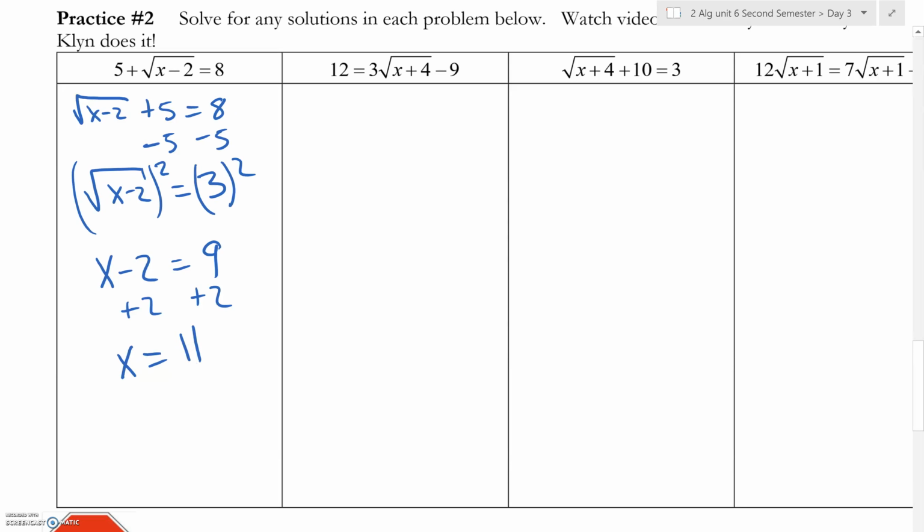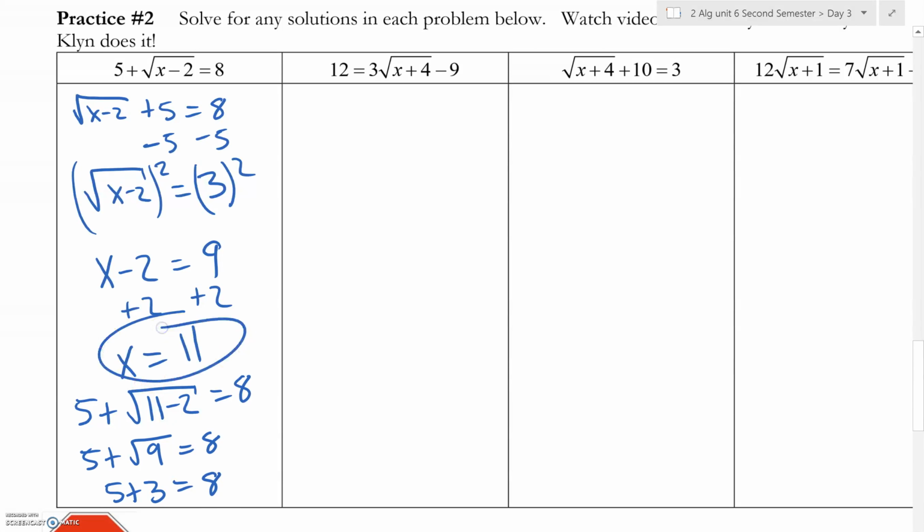Now that felt pretty straightforward, no issues. We could see that 11 is the solution here. If we wanted to test it, we could double check. 11 minus 2, that would be 5 plus the square root of 9, which would be 5 plus 3, which is in fact 8, so that works out just fine. So x equals 11, should feel pretty confident with that one.